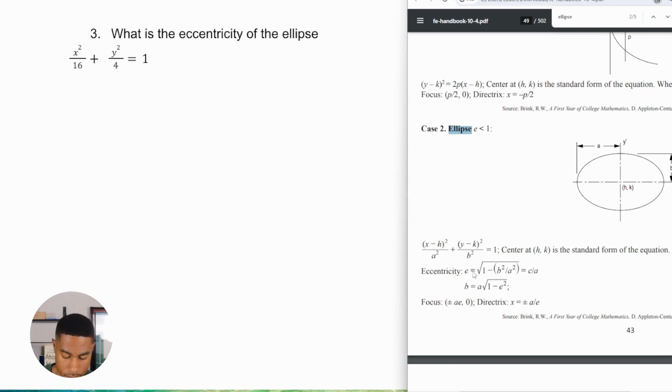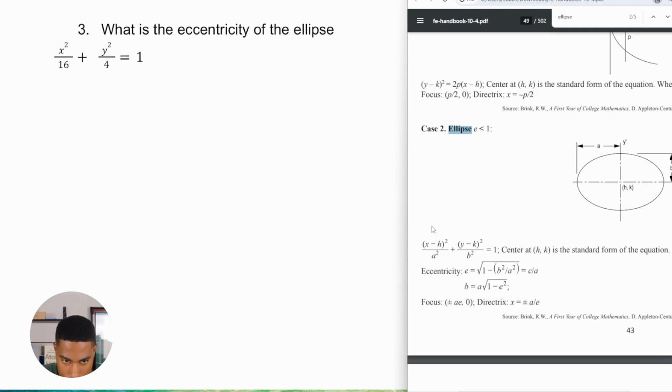So eccentricity is denoted by, it looks like, e is equal to the square root of 1 minus b squared over a squared. And so now we just need to determine what b and a are, or what c and a are to get e. Okay, so let's look at our equation. Looks like we have an x squared on top, right? So I know that this is x minus 0 squared all over 16, y minus 0 squared over 4.